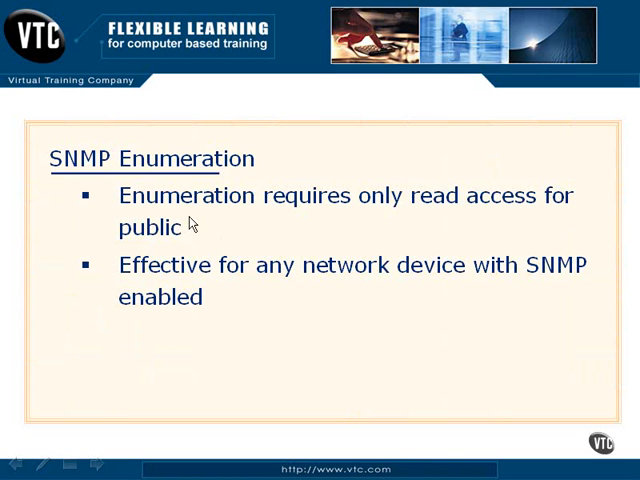Now the great thing is, for our intents and purposes, we only need read access for the public community string to be in place in order for us to gain extensive information. It's really a bonus to us if the public community string has write privileges. Then we can really do some damage on a network by changing certain settings around and turning off alert systems. And this whole enumeration process obviously is going to be effective for any individual network device or group of devices with SNMP enabled.